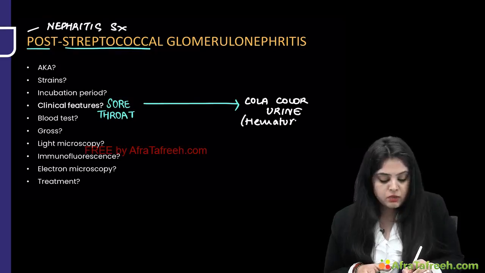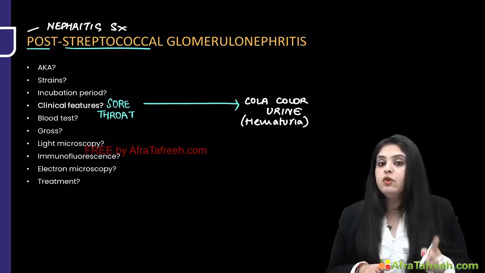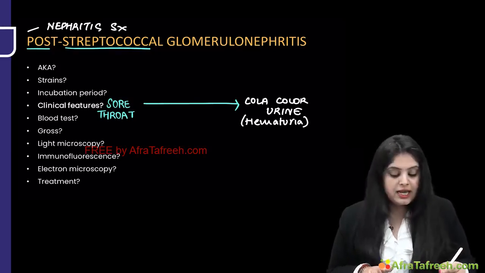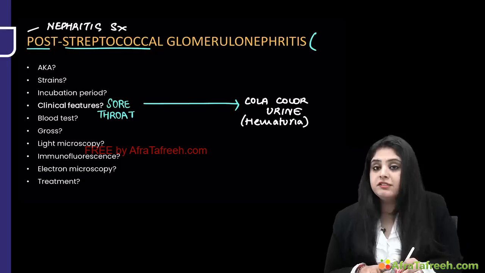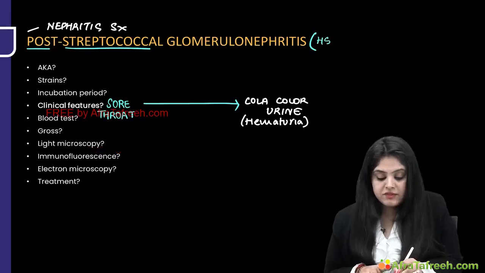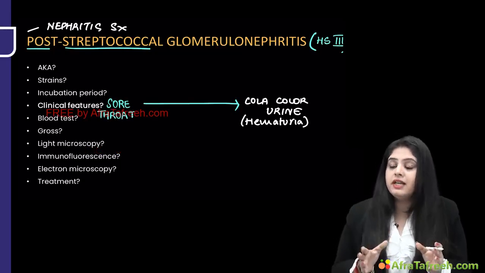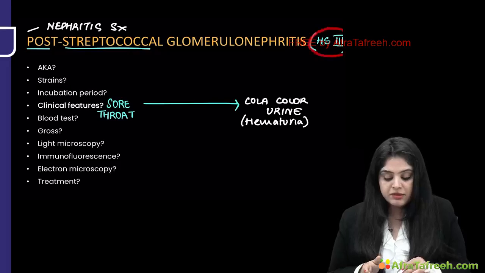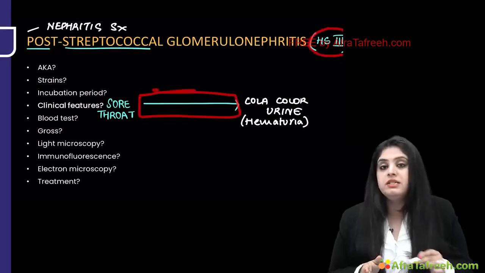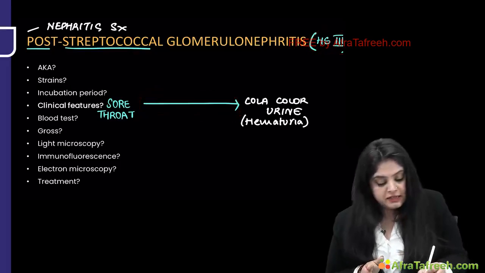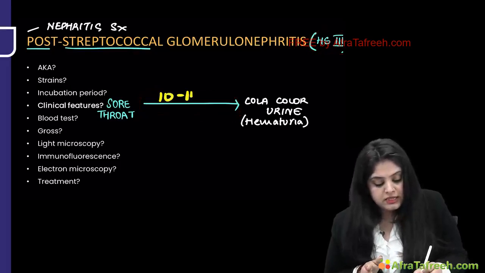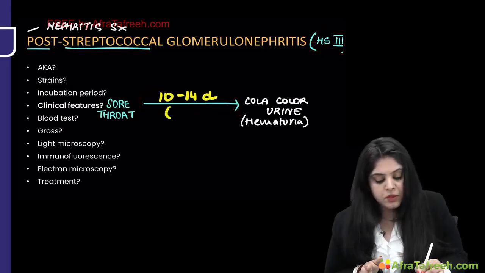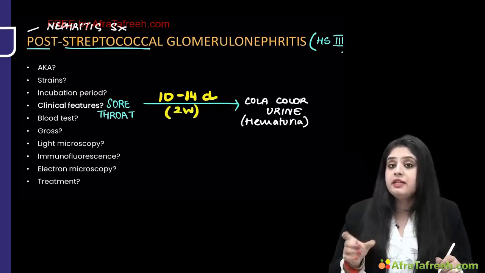But why did I tell you that you will tell me the timeline? Because go back to your immunology chapter, and PSGN is which hypersensitivity? It is hypersensitivity type 3. And I had given you a hint over there and made you practice a question in immunology that any type 3 hypersensitivity reaction takes how many days to manifest? It takes 10 to 14 days to manifest. In simple words, it is 2 weeks. In very simple words, 10 to 14 days.